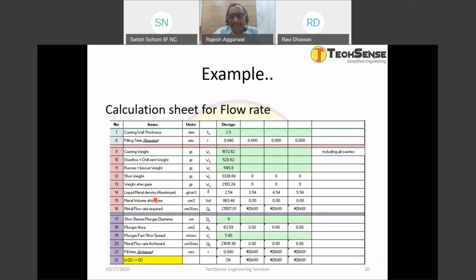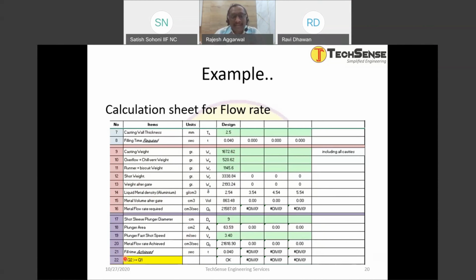There we have a variable, that is the liquid metal density, converting these grams into volume. Then we have the volume after the gate and the metal flow rate required, that is Q1, right? So as you can see in the Excel sheet, I have maintained the flow rate as centimeter cube per second, right? Accordingly, all the units are defined, right? By missing the units, it's very, very difficult to manage.